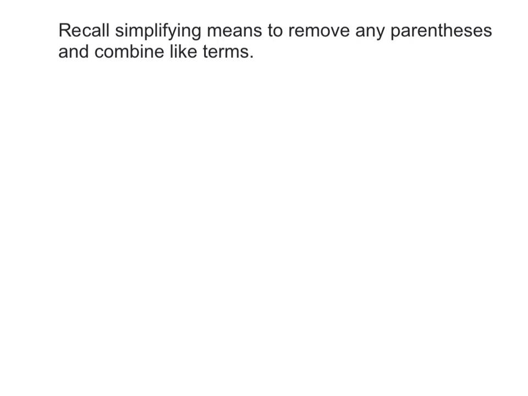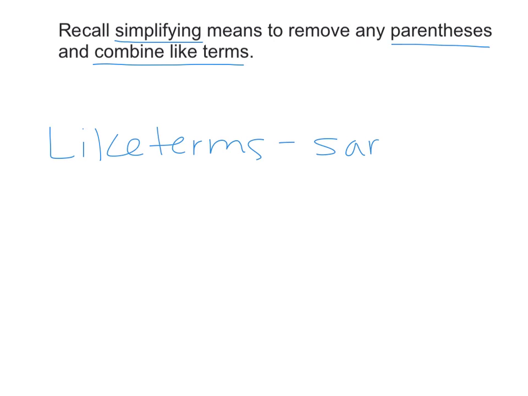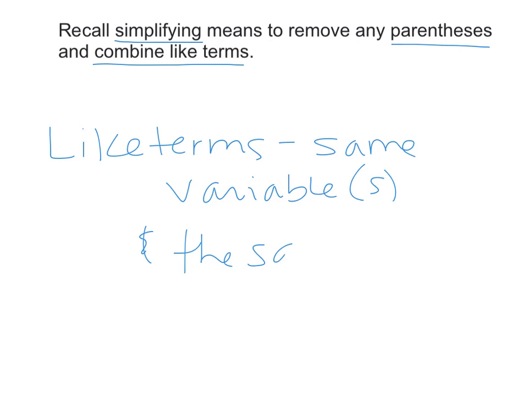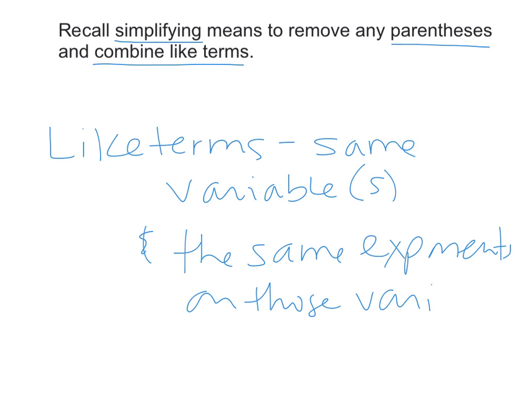So to recall, simplifying means to remove any parentheses and to also combine like terms. Remember, like terms are two or more terms that have the same variable or variables and the same exponents on those variables. And that was from our notes from class yesterday.